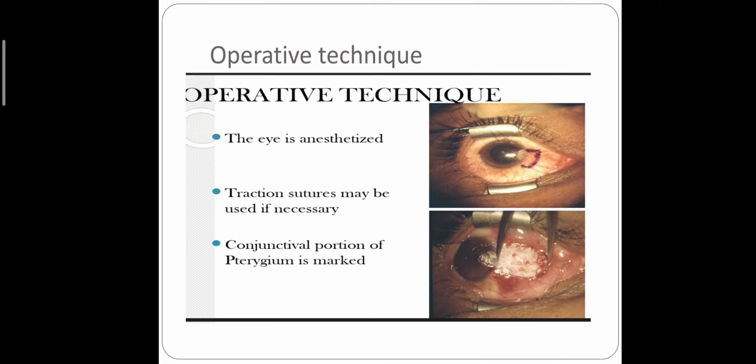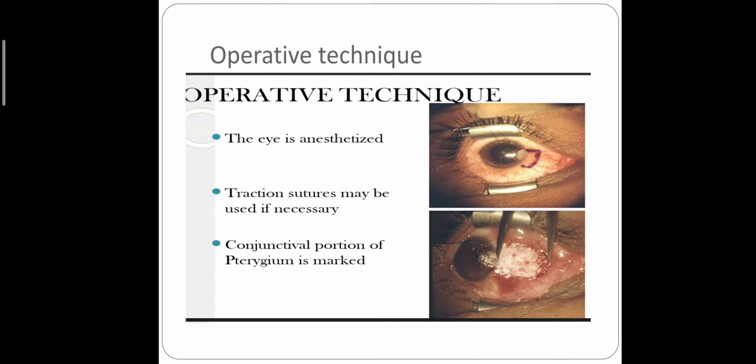So every word in this is important: excision of the pterygium, or pterygium excision with conjunctival limbal autograft. We are taking the conjunctival limbal autograft. We are not taking any free conjunctival graft. We are taking it along with the limbal cells. So it is called conjunctival limbal autograft. This is the most common operative technique which is done.